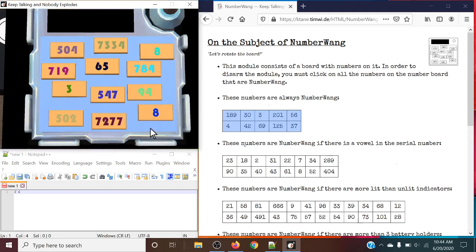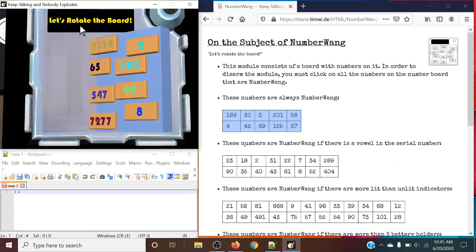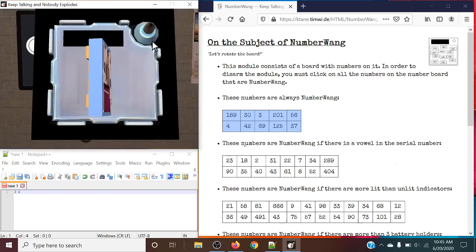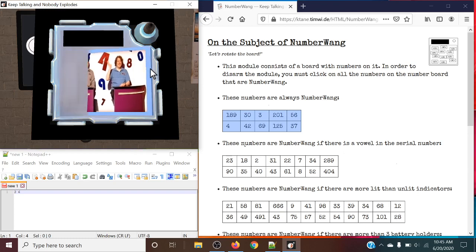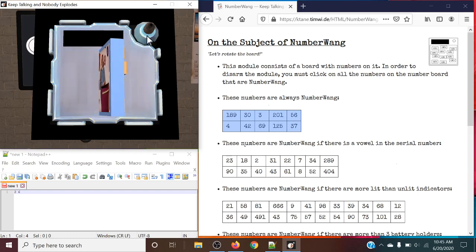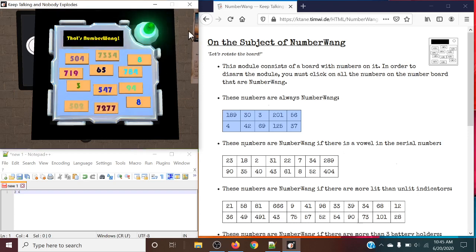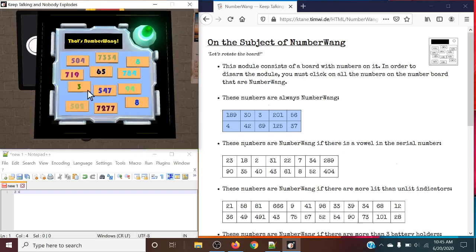So let's take a look and see what number is NumberWang on here. We have 3 here. And that might actually be the only one. So let's press it. Let's rotate the board. Show you another goofy image. And see if that could potentially solve the module. And just like that, it does. So that's what happens when you only have one option. It doesn't rotate the board until you press the first button.